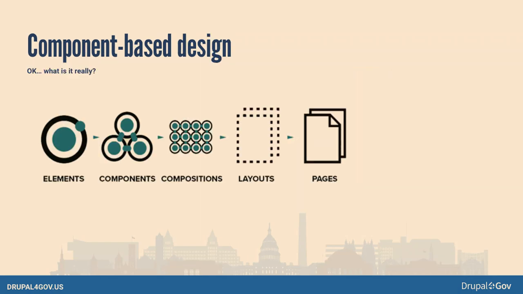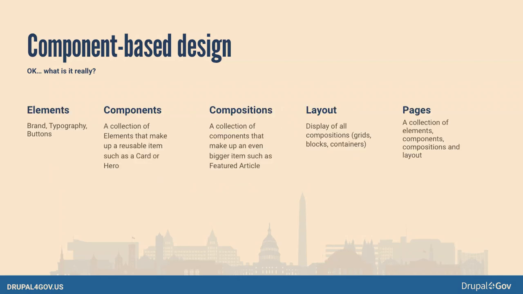All right, flipping it up on you. You've probably all seen atoms, molecules, organisms, layouts, pages. I give Brad Frost a hard time about it every single time I run into him, because once it gets past a certain hierarchy, it just falls apart. So I like to think of component-based design as elements, components, multiple components together making a composition, then layout, and then pages. So what are examples of that? An element could be your brand, your typography, something as simple as a button or a link, an input, or a label.